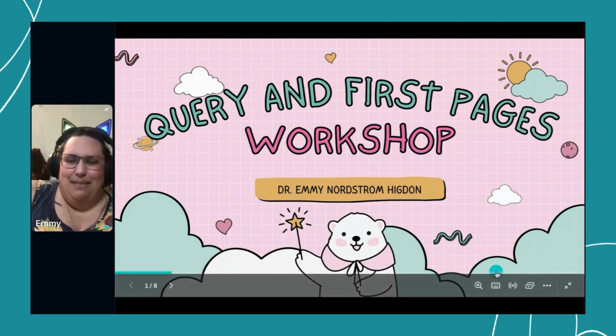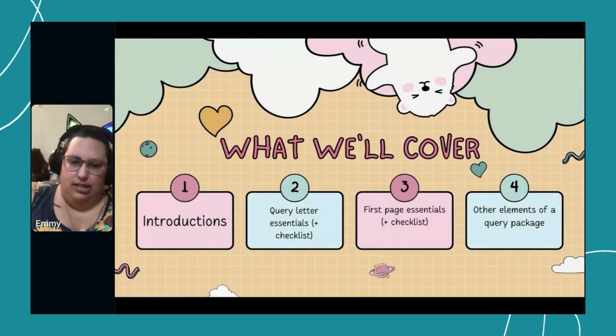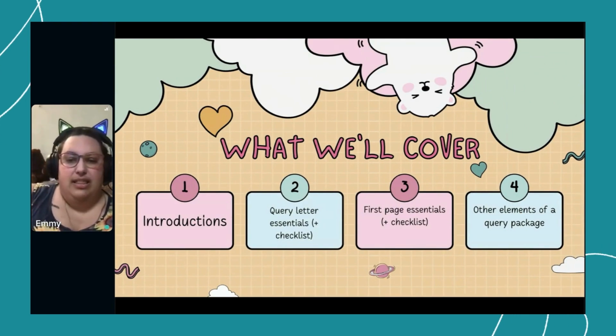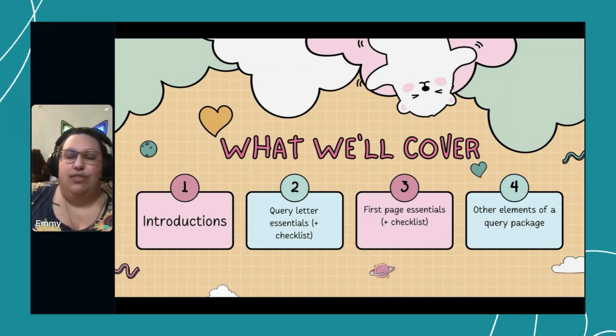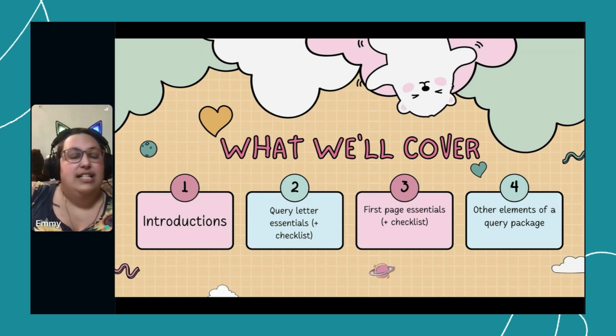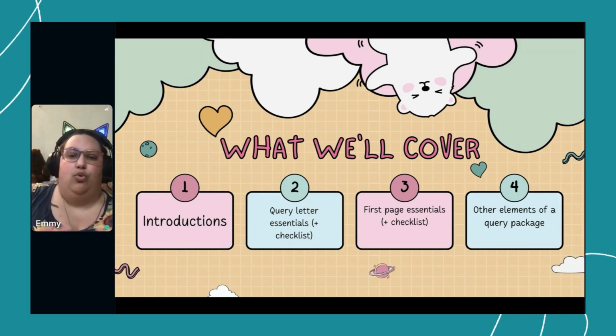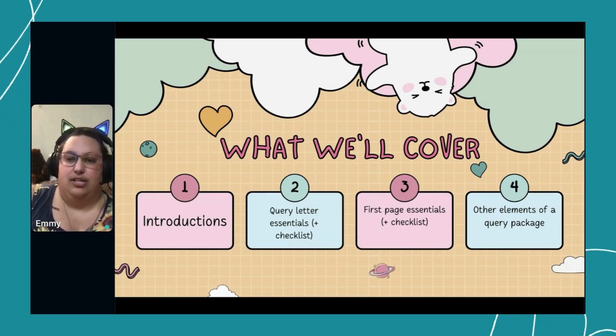So, let me start with what we're going to cover tonight. First, I'm going to introduce myself a little bit more thoroughly, and then we'll get right into it. The two main things that we're going to cover are the query letter and first page, which are sort of the universal elements of any query package when you are submitting to an agent, and also a lot of the time when you're submitting to an editor or a small publisher. So I'm hoping that this will be useful for all sorts of people working on all different kinds of query packages. And then at the very end, I'll also talk about other elements of query packages and what those sorts of things might look like. And that's where we can kind of get into some of the more specific questions.